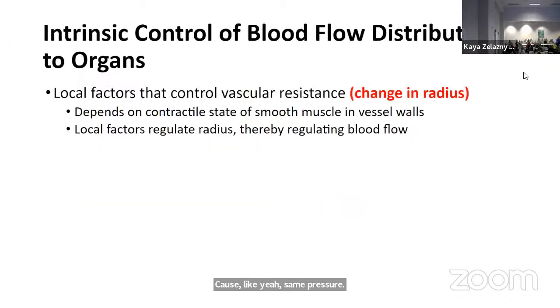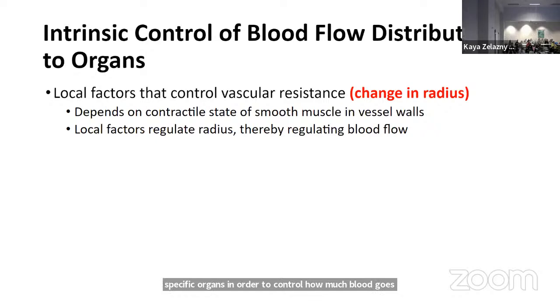All right. So this is what we're doing in our bodies. We are changing the resistance of the blood vessels in specific organs in order to control how much blood goes to them.